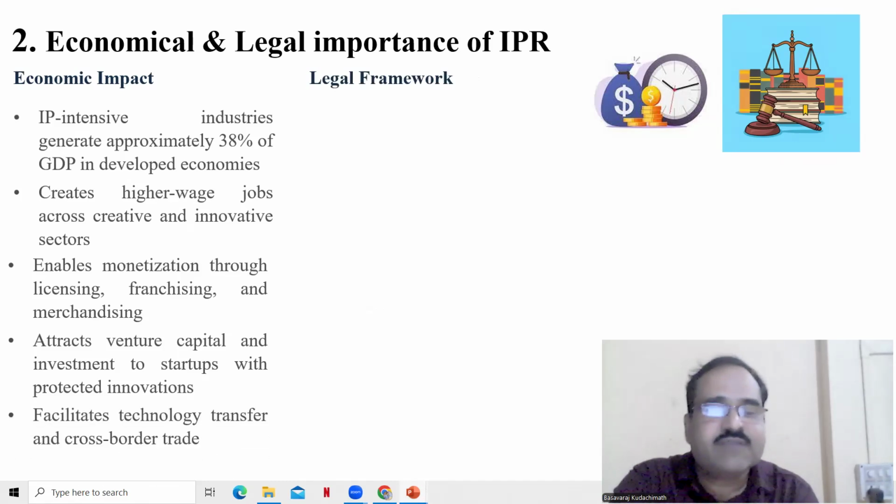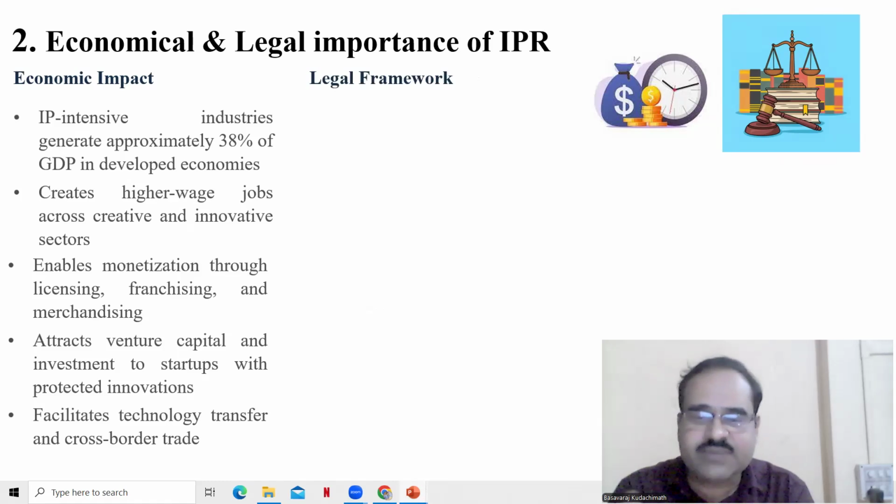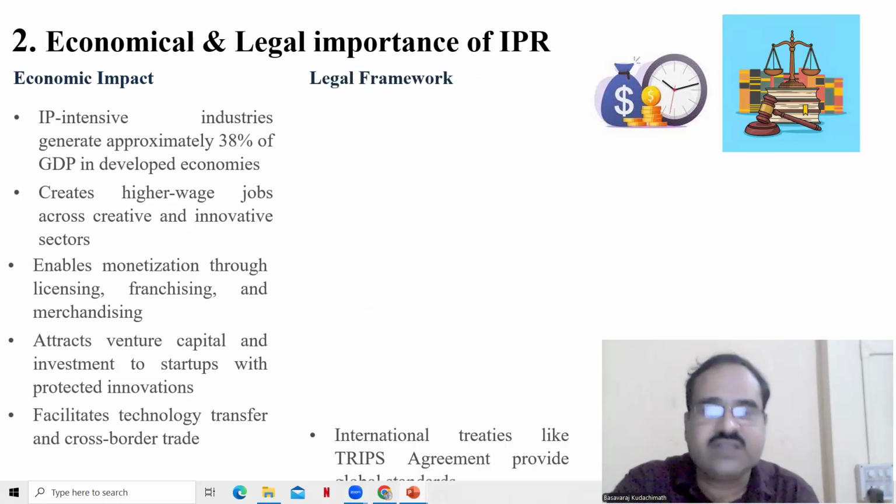The last one is that it facilitates technology transfer and cross-border trade. When any transfer of technology happens between two countries, the innovative country always has a fear that its products may be duplicated in the host country, where they may spoil their image. But when intellectual property rights are operating, they can freely come to any other country and start doing the activity because there is protection for their invented products in the country.